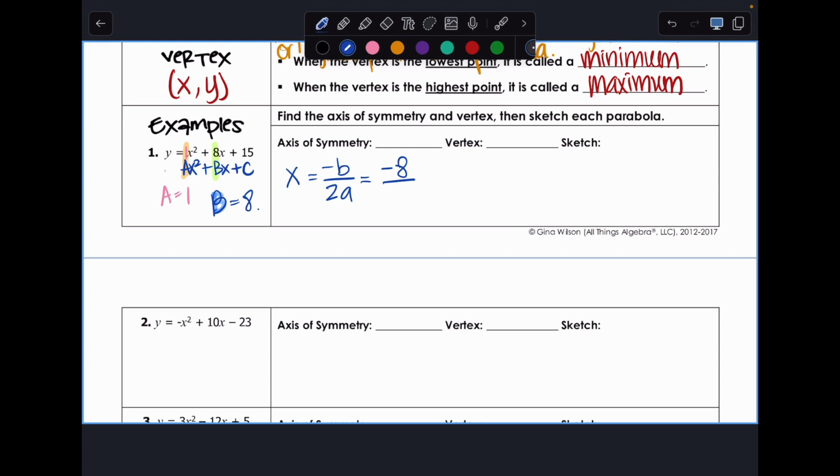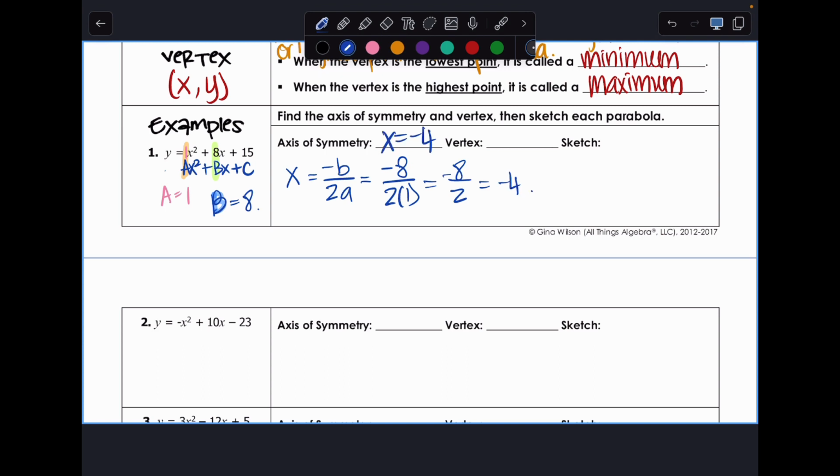-8. Do you know why I keep saying it's opposite of B instead of negative B? Because there can be a negative and a negative. You guys might think that if I have a -8 here, you can just leave it as a -8 because of that negative sign. I don't want you to think that. It's always the opposite of whatever sign we have. So opposite of 8 divided by 2 times A, which is 1. Then -8 divided by 2 is -4. So x equals -4.